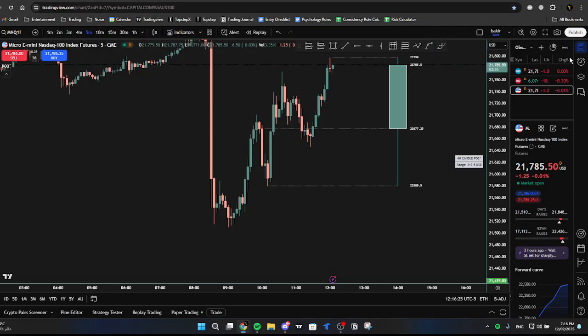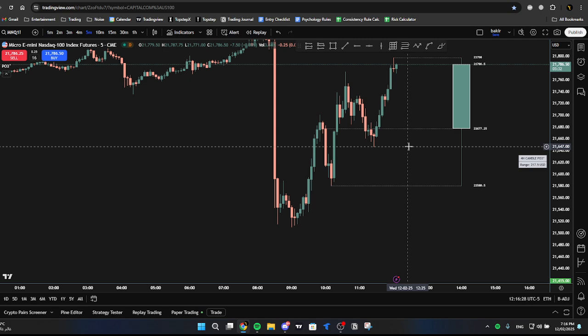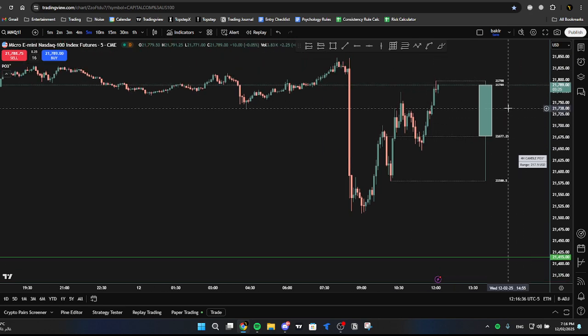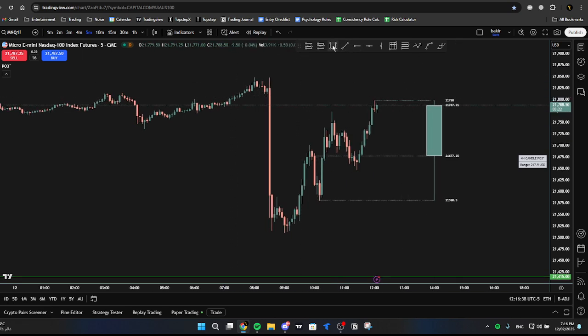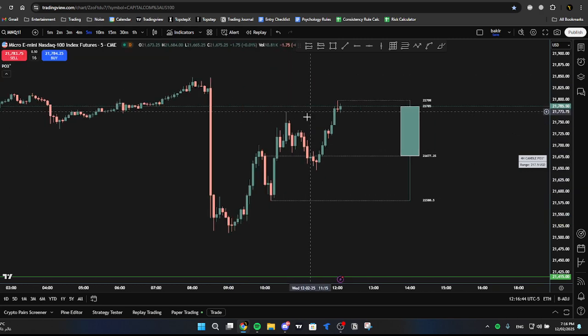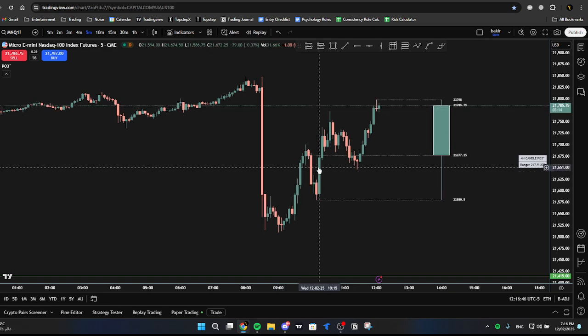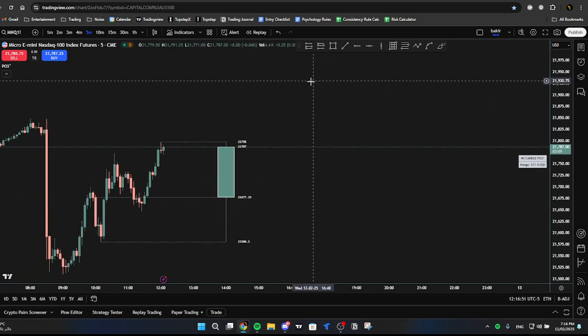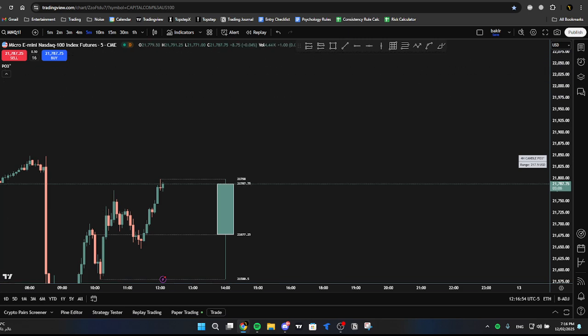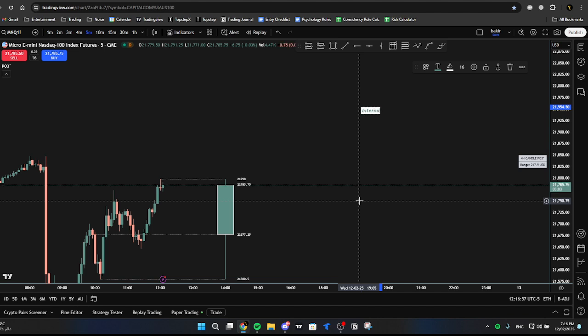Okay, so I'm gonna discuss IRL to ERL and ERL to IRL, which is internal range liquidity to external range liquidity. So today, for example, we had this CPI candle, which was like 200 points, I think. So how price moves 90% of the time, almost all the time, is from internal liquidity to external. Internal to external and external to internal.